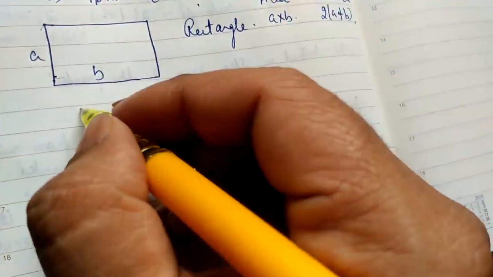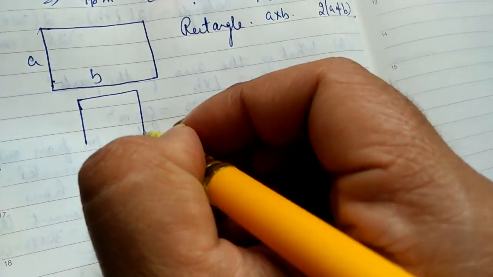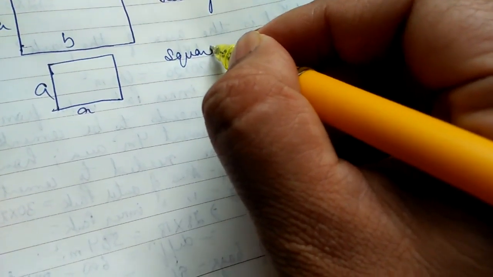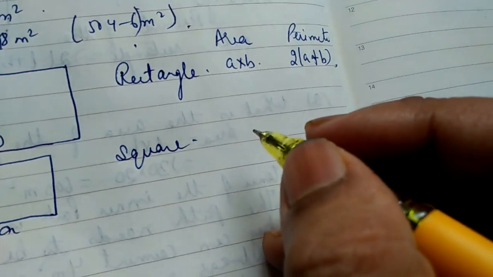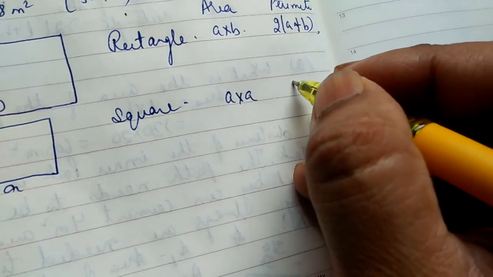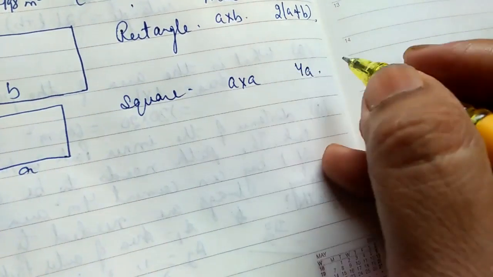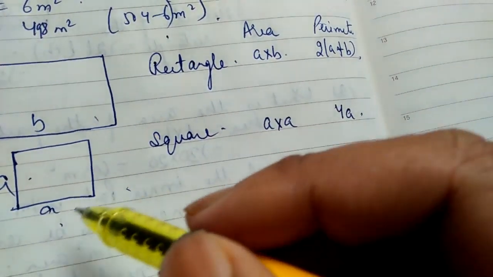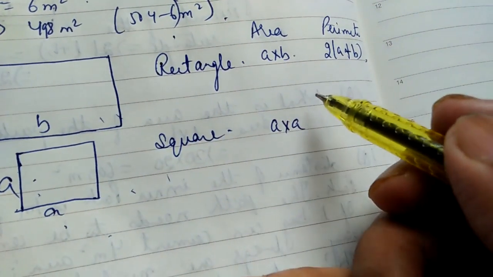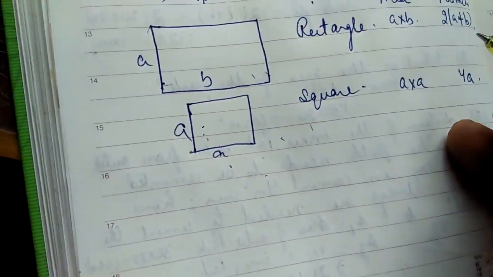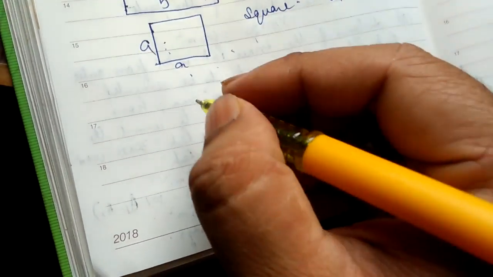So let's draw the second figure. This is a square. So the area of a square is A into A and its perimeter is given by 4A. Sum of all sides is perimeter, so 1, 2, 3, 4 sides, 4A. And area is length into breadth, which is same in this case, so A into A.